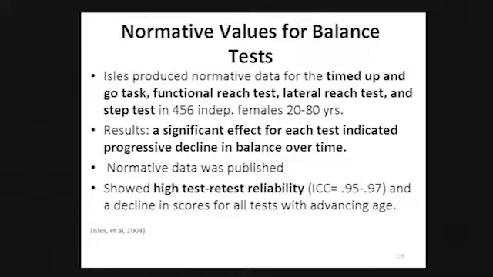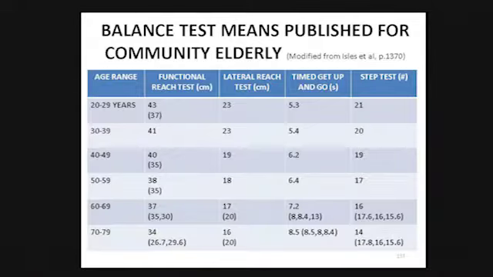Okay, so a couple other studies on normative values for balance tests. Isles, again, did lots of studies on balance and publication. And she looked at the TUG, the functional reach, the lateral reach, step test. And they said there's a significant effect for each test that shows a decline in balance over time. No surprise to us, and high correlation coefficients for reliability. You could test these again and again, and you're going to get the same thing. So she's giving you some wonderful balance test means here.